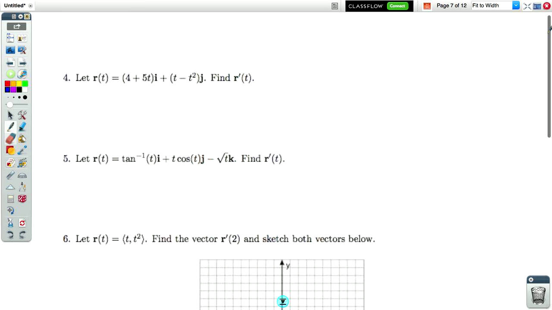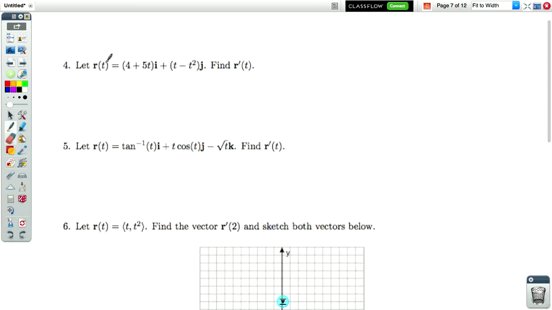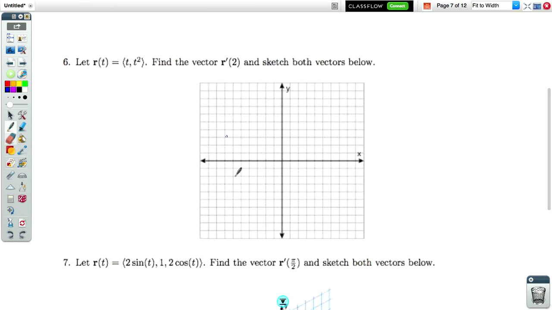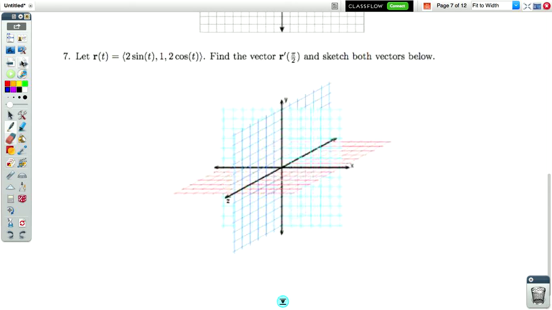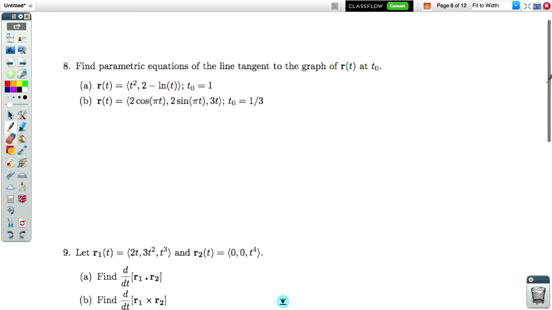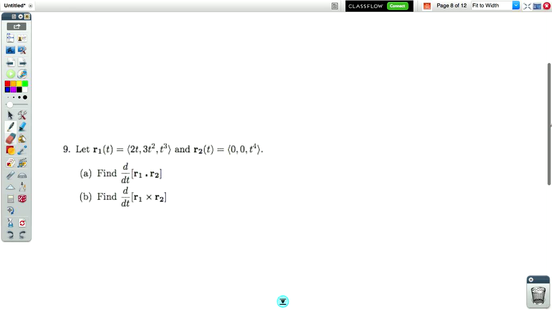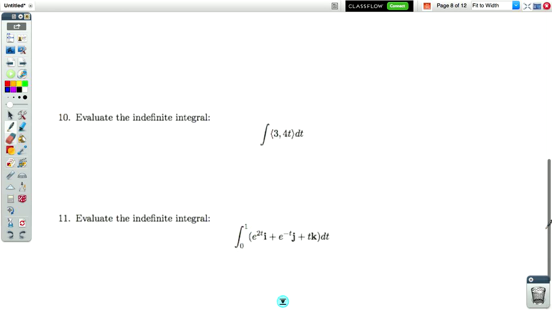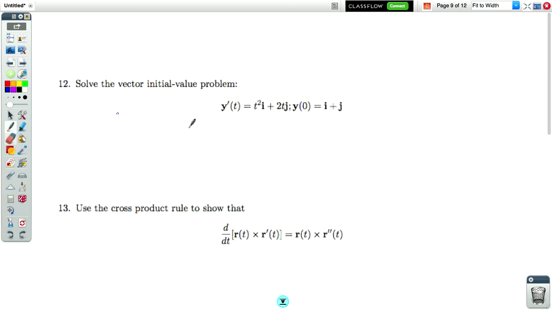And at this point, if you want to go on to the exercises, you can do the bulk of them. A lot of these are just practicing differentiating vectors, and sketching vectors and their derivatives. So sketching vectors and their tangent vectors, including in 3 space in number 7. This should go all the way up to number 14. Number 8 is finding tangent lines using that formula that we found. Number 9 is using the new product rule for dot product and cross product. And I think numbers 10 through maybe 12 are using integration.